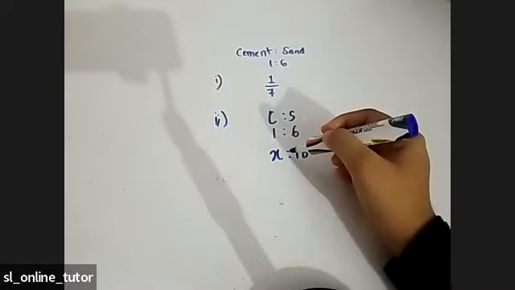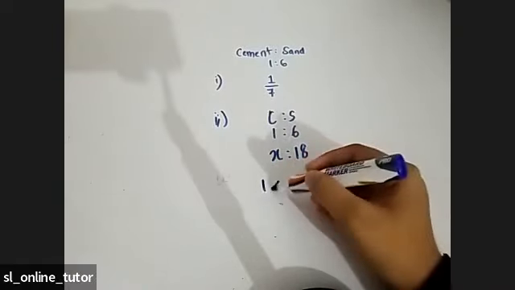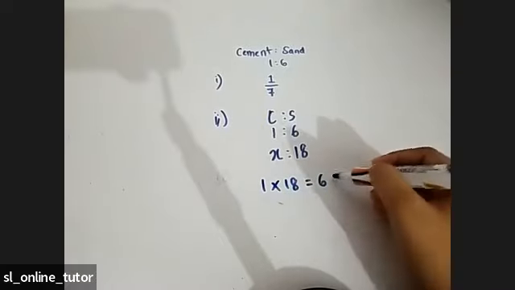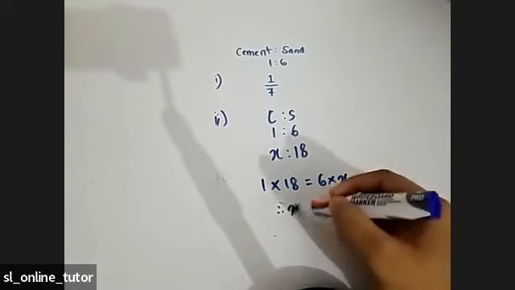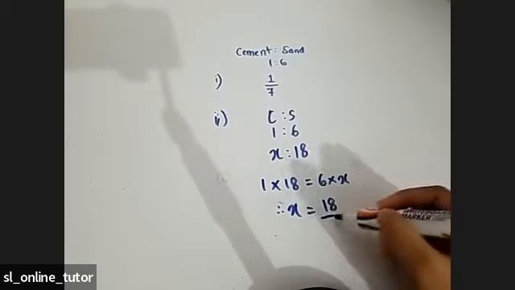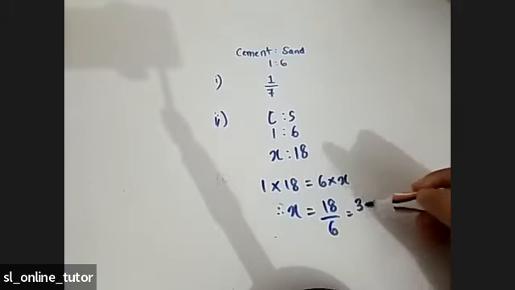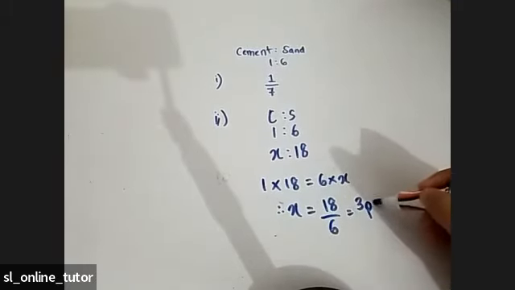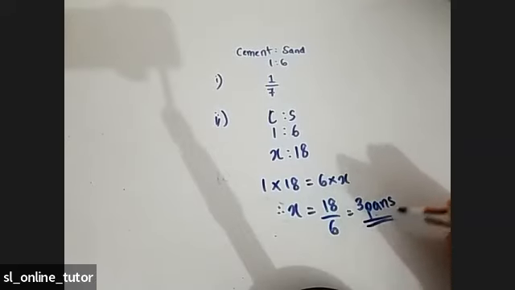So what we can do here, we can do the cross multiplication. 1 multiplied by 18 equals 6 multiplied by x. Therefore, x is equal to 18 divided by 6. You get 3. Don't write just 3. 3 pans, okay? 3 pans.